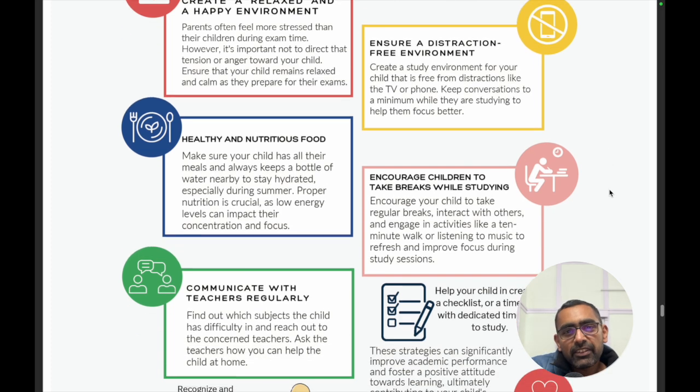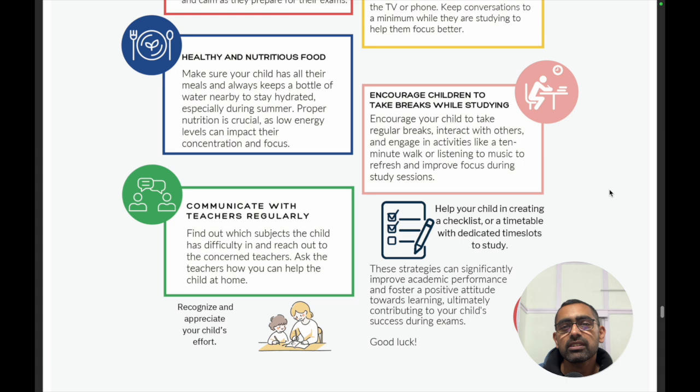Encourage children to take breaks while studying. Continuous studying, sitting in one sedentary posture, is very bad. Let them move around after some time. Let them take breaks. Let them do some fun activities by taking breaks.